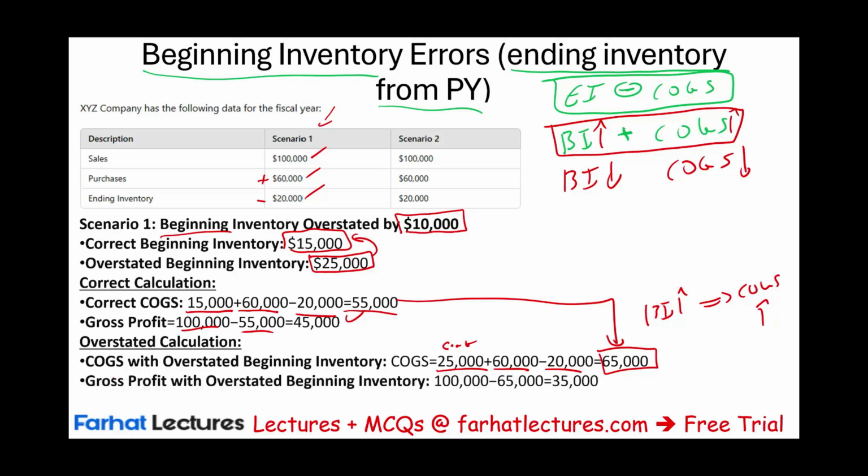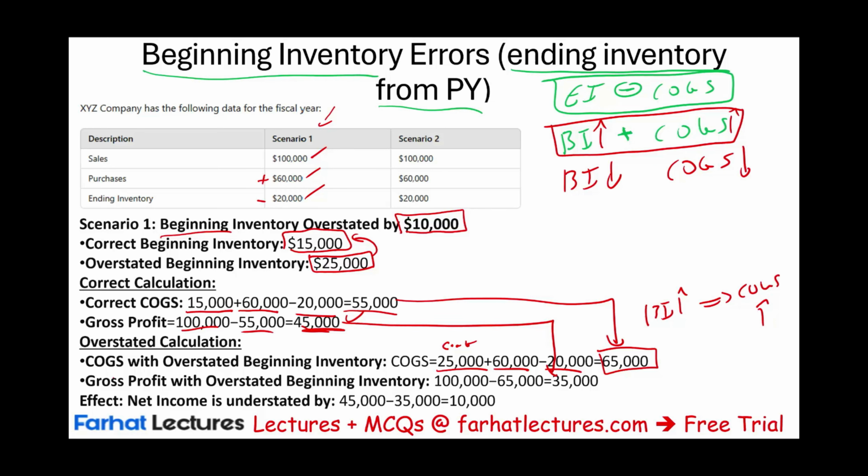Now, obviously, since we have more cost of goods sold, the profit goes from 45 to 35. So net income is understated by 10,000. Why? Because the beginning inventory is overstated. It means cost of goods sold is overstated. It means profit is understated. It means equity is understated. It means taxes are underreported.